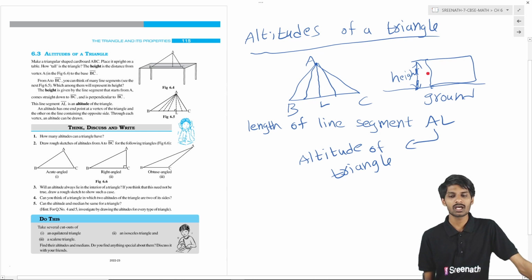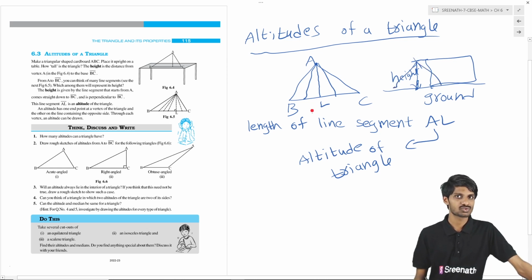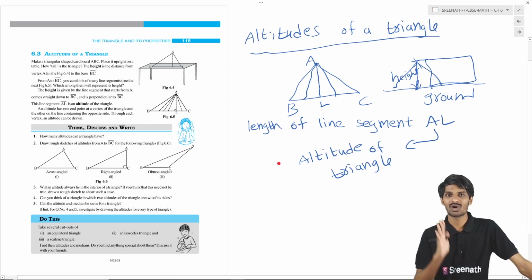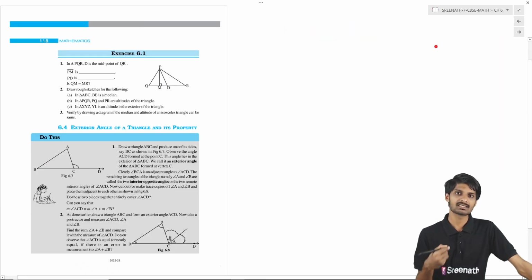Why? Because if anybody asks you to find out the height, you will find it from the top of the object to the ground in a straight line, not like this, not like this. So that is the scenario, students. So the height of a triangle is nothing but the altitude of the triangle, students. So now we have understood what the altitude of a triangle is.